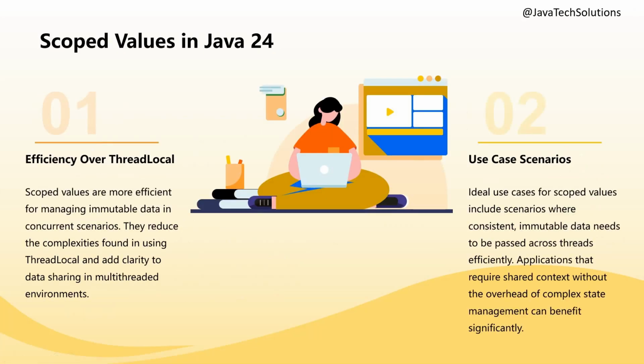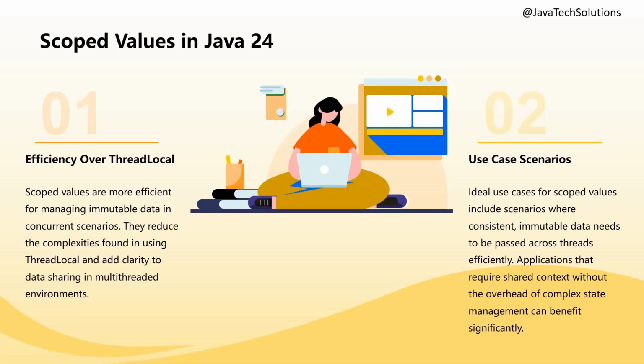Now the scope values in Java 24. Scope values are more efficient for managing immutable data in concurrent scenarios. They reduce the complexities found in using thread locals and add clarity to data sharing in multi-threaded environments.